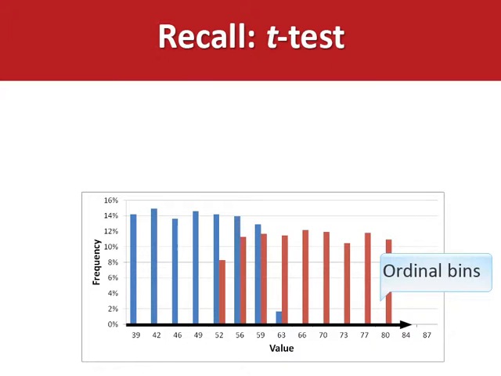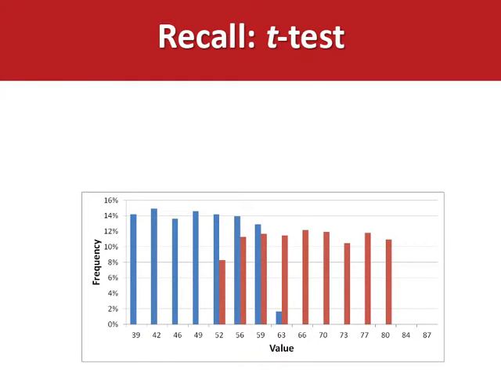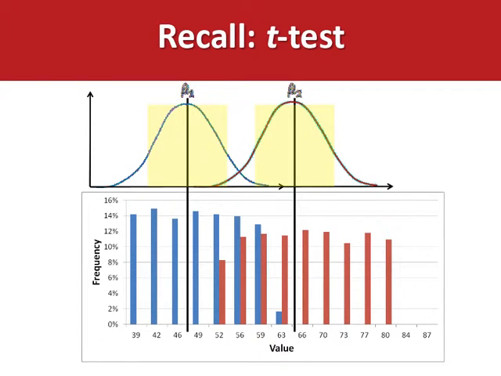We just create these ordinal bins in order to create the histogram. Now, when we actually run the t-test, we forget about the ordinal bins and we simply calculate the mean of sample 1 and the mean of sample 2, and based on some other characteristics of the sample, we estimate the mean of the sampling distribution for one sample and then the other, and then we calculate the probability that the two samples are really from the same population.